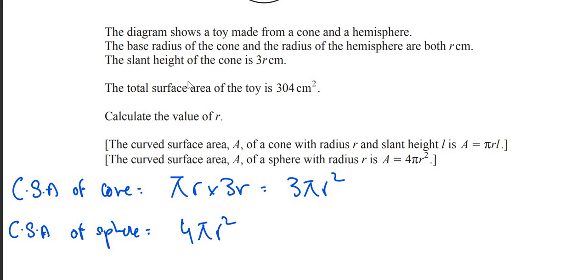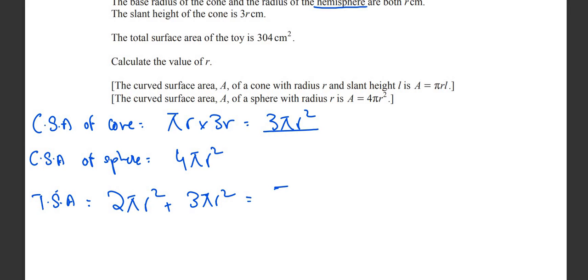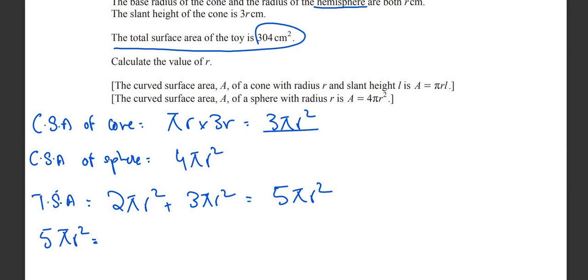So look, what is going to be the total surface area now? Total surface area is going to be 2 pi r square. Why 2 pi r square? Because we are talking about hemisphere, half of sphere, plus 3 pi r square. So that is 5 pi r square. So total surface area of the toy is 304, which means 5 pi r square is actually equals to 304.